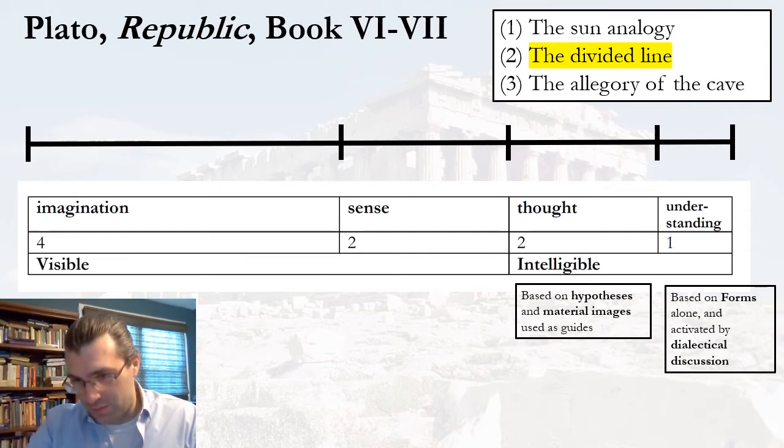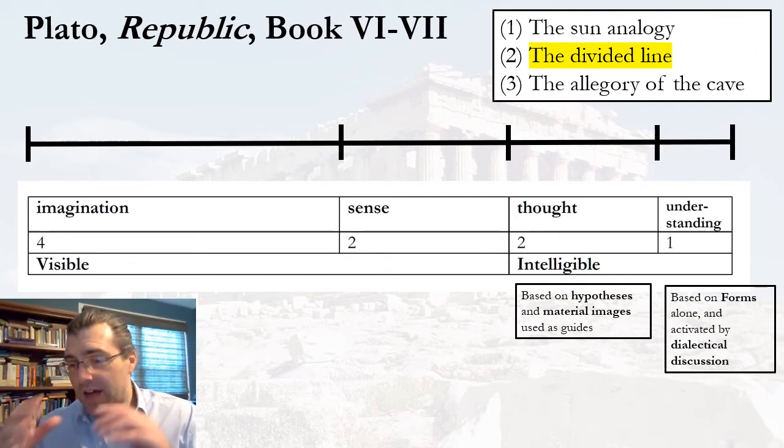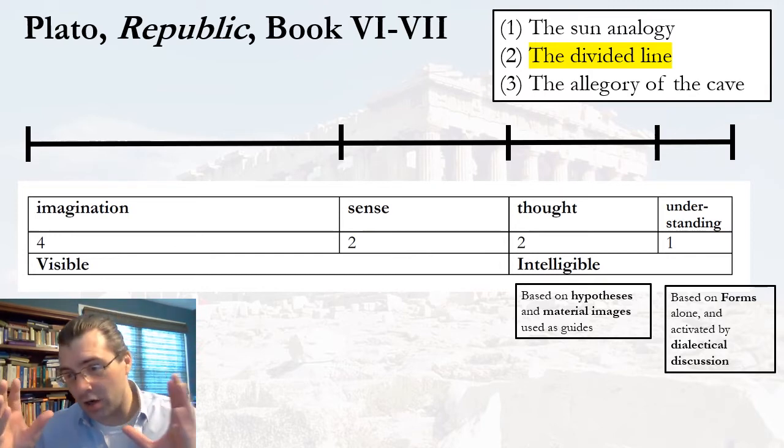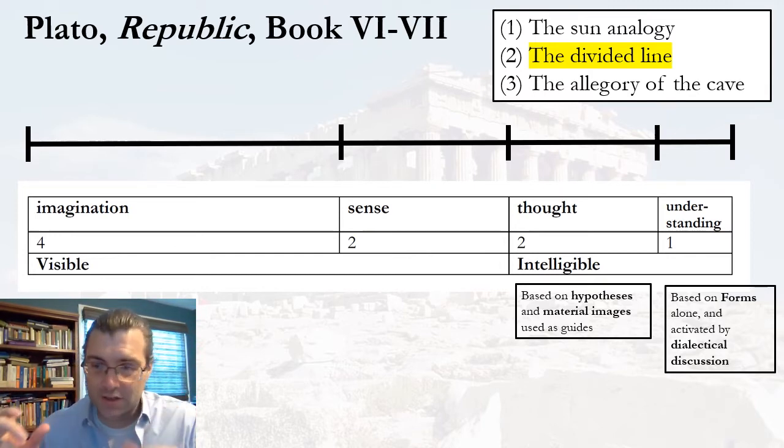Now, in the final portion, the understanding portion, we access the forms directly. One way he puts it is we move from forms to forms through forms alone. So this is like the highest kind of knowledge, and it's here where it becomes possible to access the form of the good.